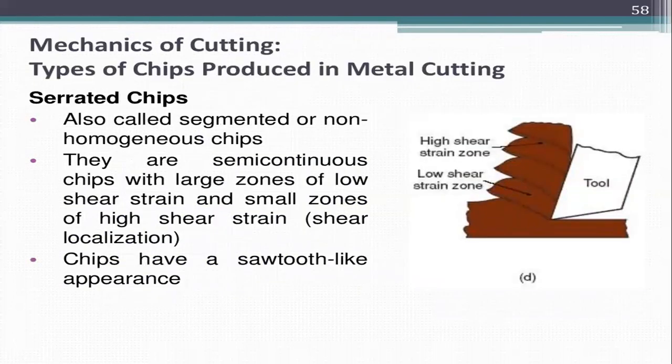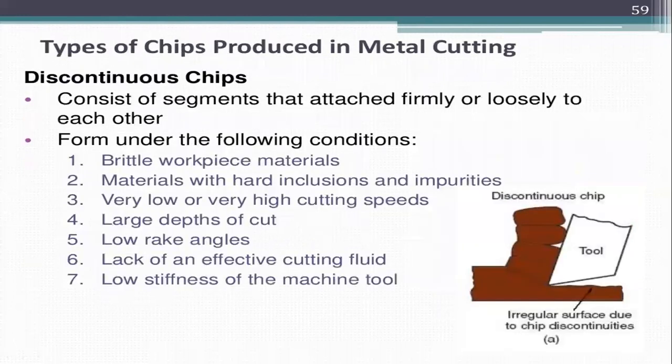Serrated chips are segmented chips. They are also called segmented or non-homogeneous chips. They are semi-continuous chips with a large zone of low shear strain and a small zone of high shear strain. The chips have a sharp tooth-like appearance, with each segment distinct.